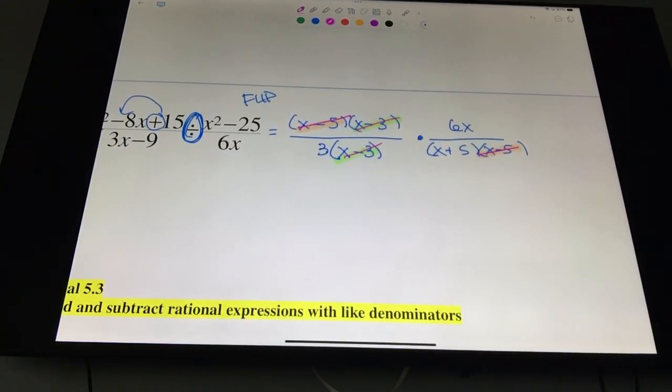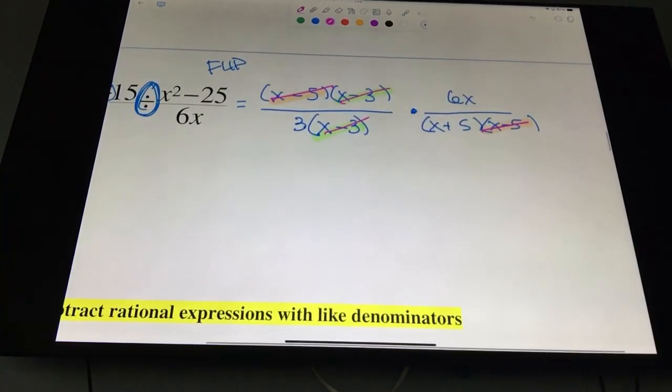And then what else? The 6 and 3. 3 goes into itself once, 3 goes into 6 twice. Leaving me, anything that's left, up top, it looks like the 2 and the x, and on the bottom, it looks like the x plus 5. And that's it.